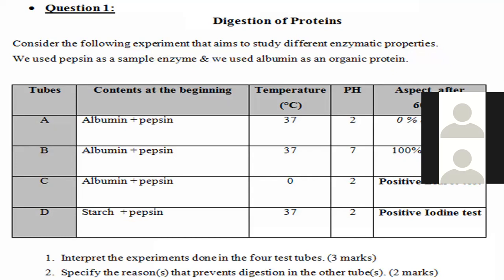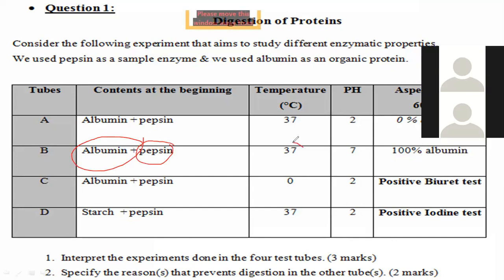Tube B, we have albumin plus pepsin. Temperature 37. pH is equal to 7. And after 60 minutes, it's 100% albumin. So here, the pepsin works on protein, which is the albumin. So here, everything is good. Temperature 37, also it's good. pH is 7, it's neutral. But pepsin works in acidic, not in neutral. That's why we don't have digestion.